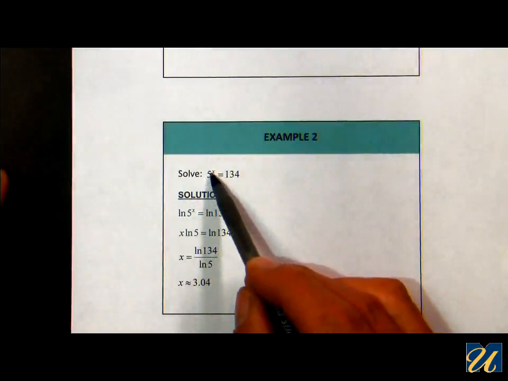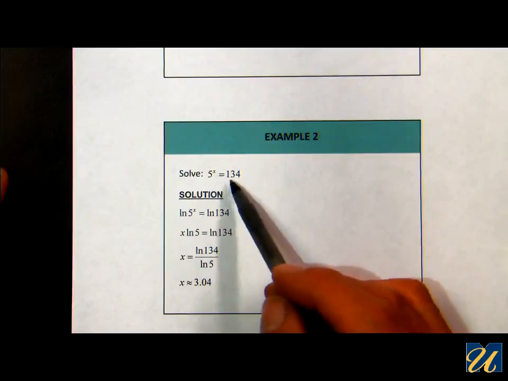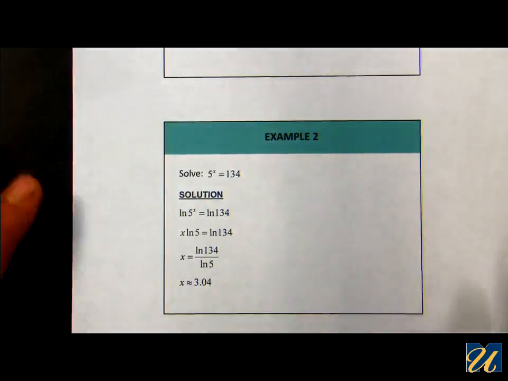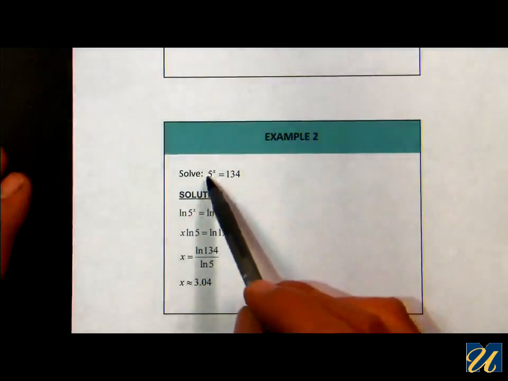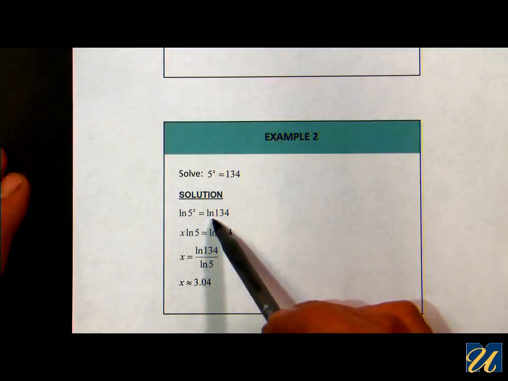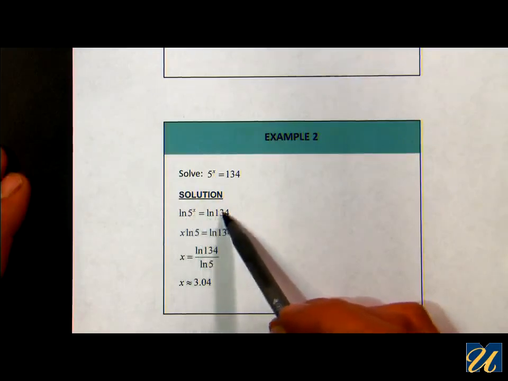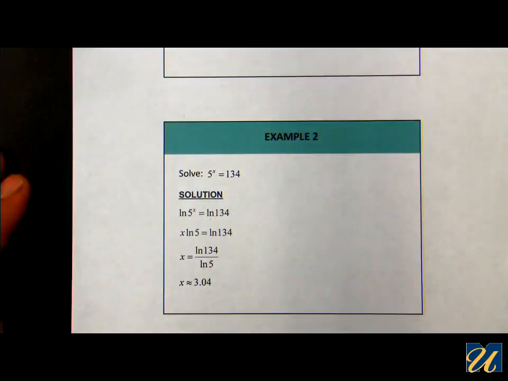5 to the power x equals 134. Now, 134 is not 5 to a power, so we cannot do this the way we did in example 1. So what we'll do is we'll take the logarithm of both sides. Here we're choosing natural log, and we're doing that because we don't have numbers that are powers of 10. So common log isn't very useful there.